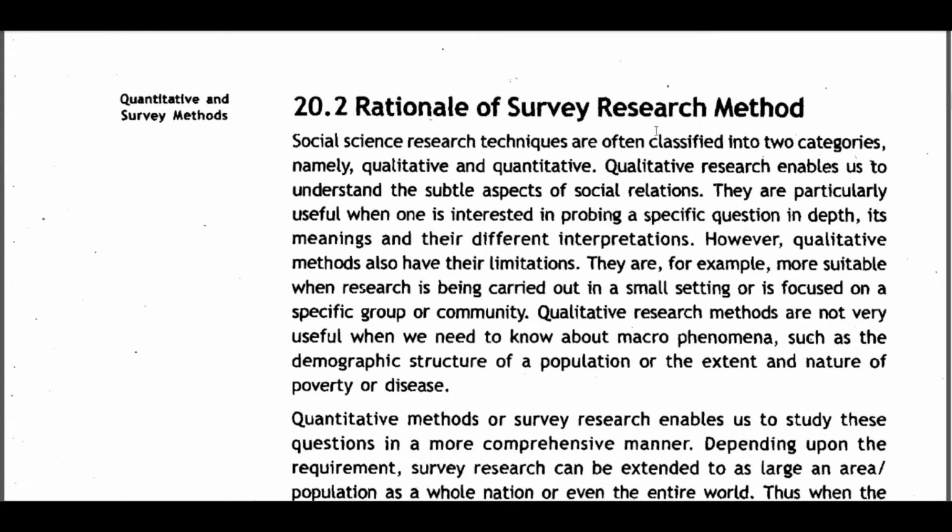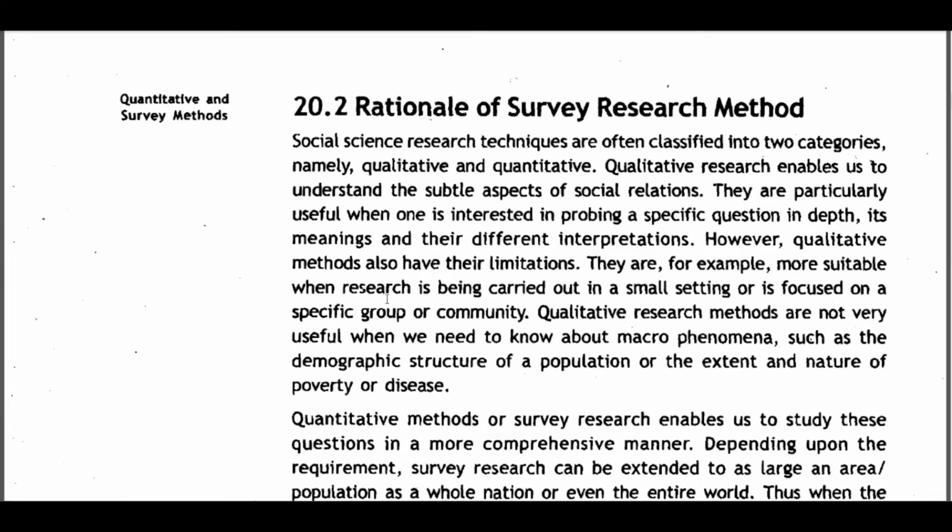20.2 Rationale of Survey Research Method. Social science research techniques are often classified in two categories, namely qualitative and quantitative. Qualitative research enables us to understand the subtle aspect of social relations. They are particularly useful when one is interested in probing a specific question in depth, its meaning, and their different interpretations. However, qualitative methods also have their limitations.